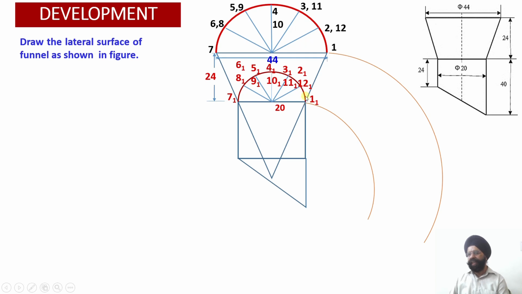That is the chord length, distance between 1 1 and 2 1. That is the distance of one sector we will measure. So 12 arcs will be drawn over here. And then we are going to join starting from here all these radial generators. This will give us the development of the frustum of the cone.